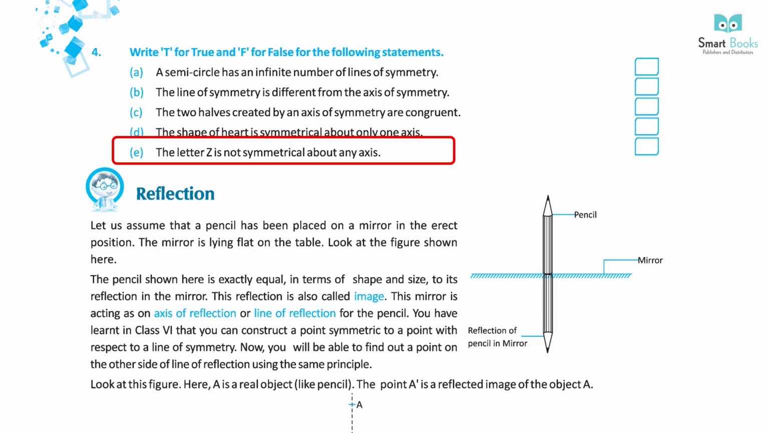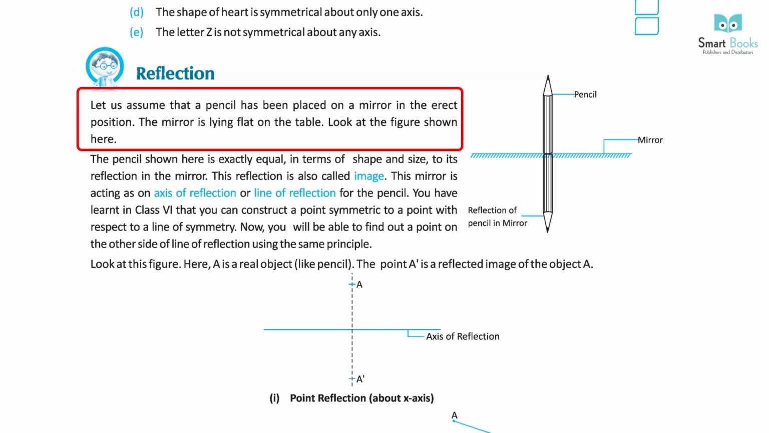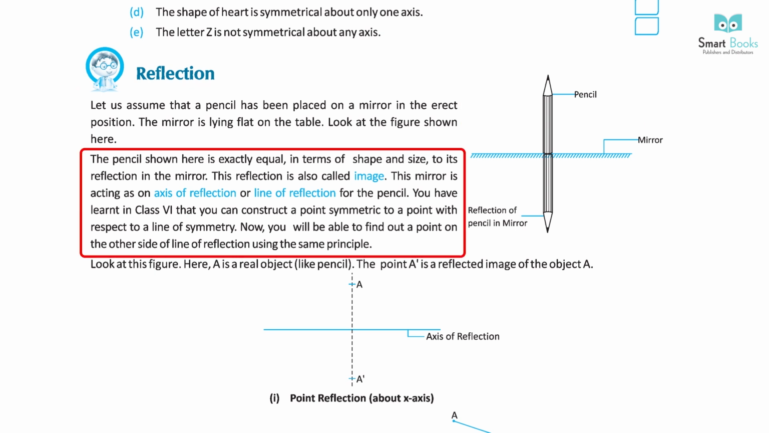Reflection. Let us assume that a pencil has been placed on a mirror in the erect position. The mirror is lying flat on the table. Look at the figure shown here. The pencil shown here is exactly equal in terms of shape and size to its reflection in the mirror. This reflection is also called image. This mirror is acting as an axis of reflection or line of reflection for the pencil.